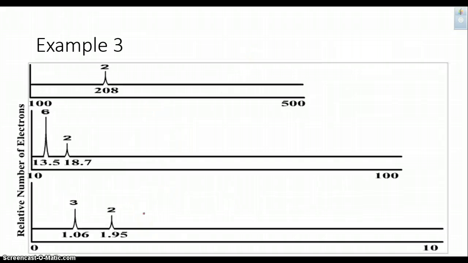And one more example, you can try your own, and you can figure out what this is in just a moment. Okay, and by counting this out, or figuring out this is going to be your 1s2, your 2s2, your 2p6, 3s2, and then 3p3. So that is phosphorus.